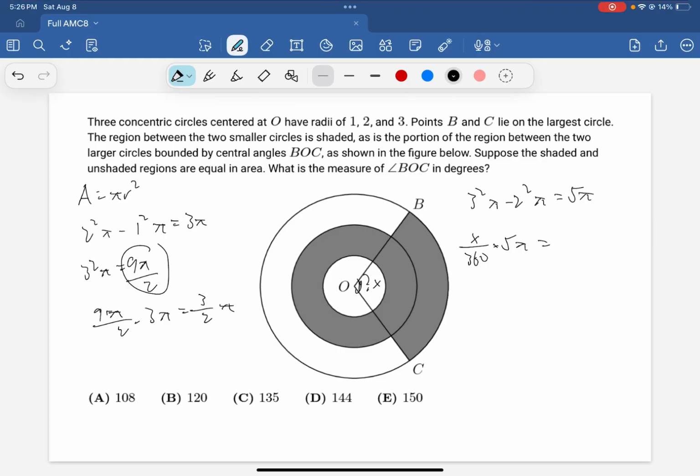Now we can set this equal to 3 over 2 pi. Do some calculations, we cancel the pi. 360 over 5 is 72. We can cancel a 2 here. So we get x over 36 equals 3, which means x equals 3 times 36, which is 108. So the answer is A.